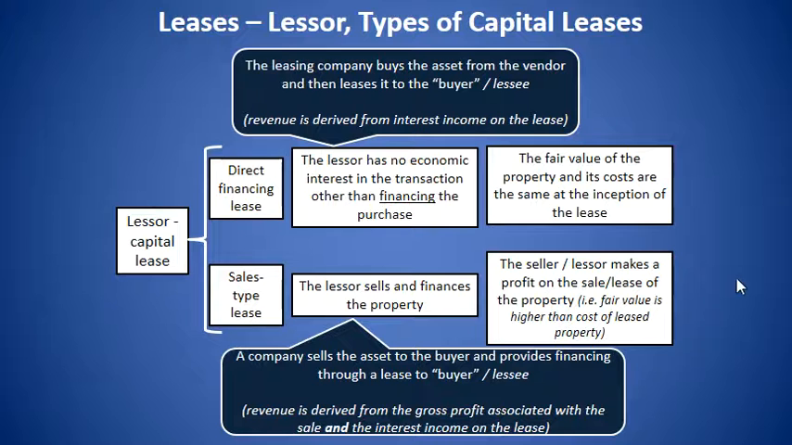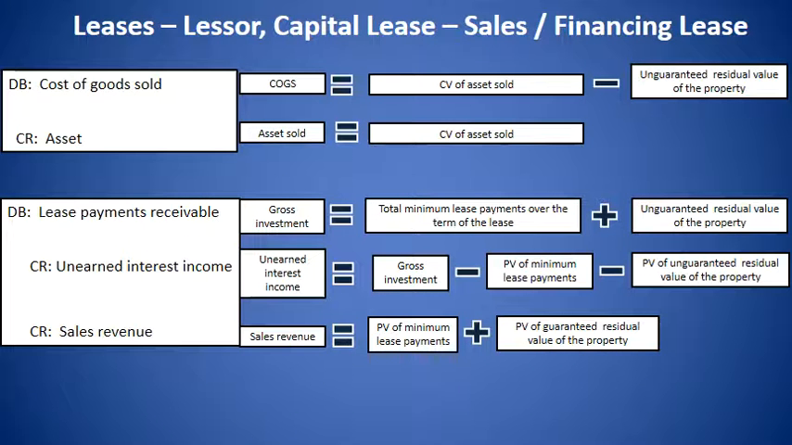The next slide you're going to see looks relatively complex, but after you take a look at it for a few minutes and understand it, it's really not that difficult. So let's move on to the next slide. And what you see over on the left here are two major journal entries, and you can see the first journal entry is debit cost of goods sold and credit asset. This is a journal entry when we initially set up the lease.